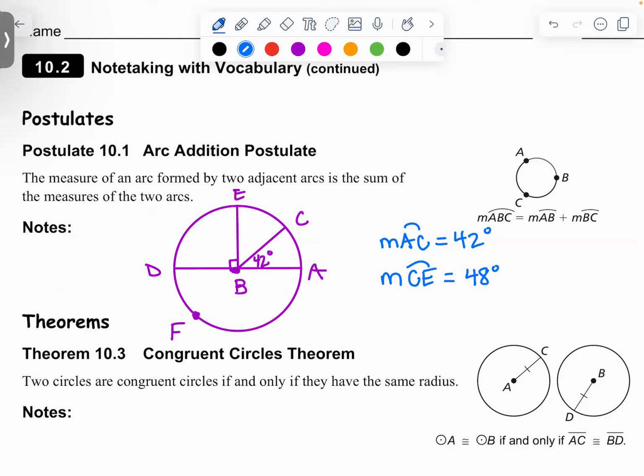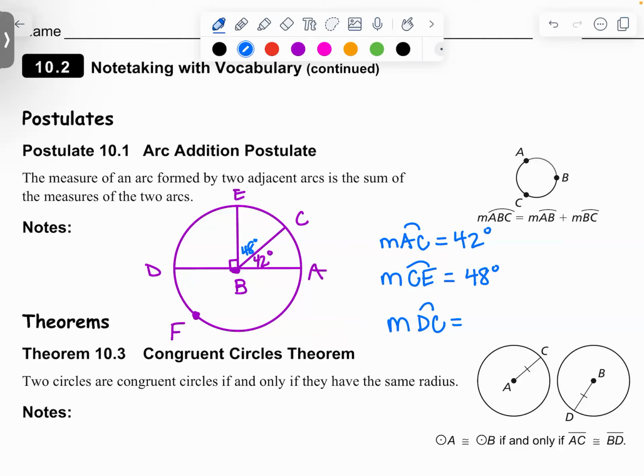Okay, Braden's using the angle addition postulate to figure out our arcs. It's the same thing. We know that this guy is 42 degrees. We know that over here we have a 90-degree angle, which means these two angles right here are complementary. So if angle ABC is 42 degrees, then angle ABE has to be 48 degrees, which means our arc is 48 degrees.